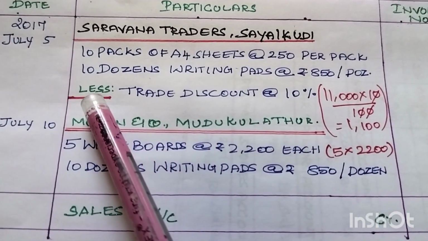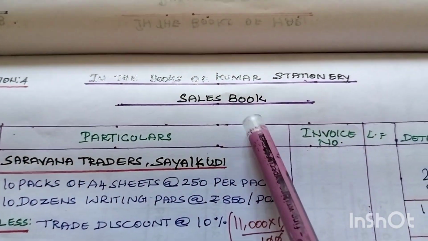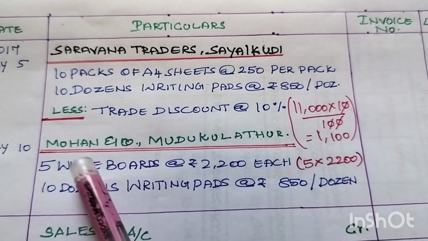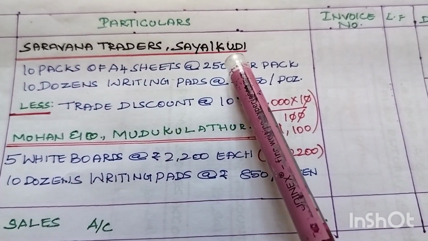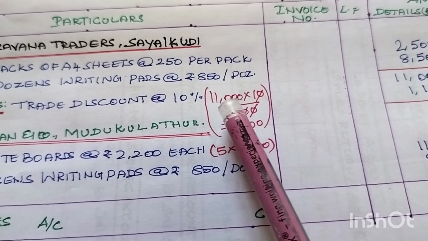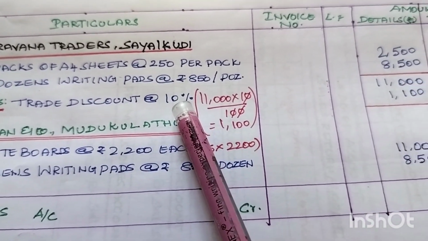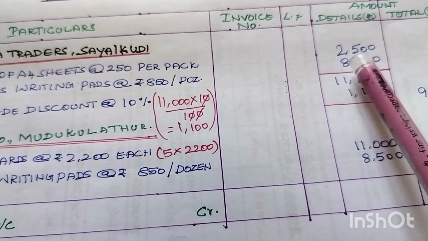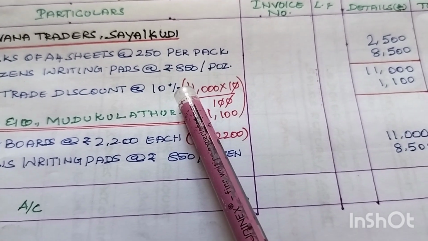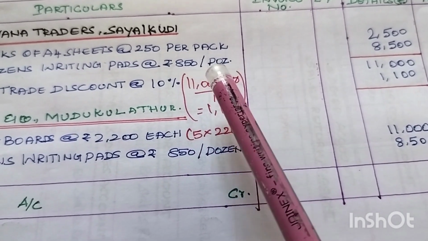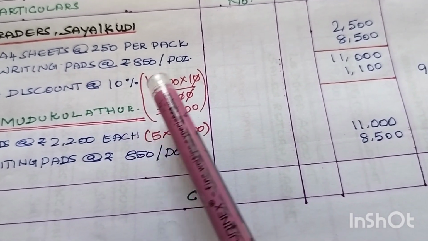Then you have the 10% discount. Here Kumar Stationery has a 10% trade discount from Saravana Traders, Soyalkudi. How do you calculate the trade discount? You have to calculate it on both amounts. From the total amount you have to deduct the 10% discount. So what is the total amount? 11,000. What is the 10% discount?